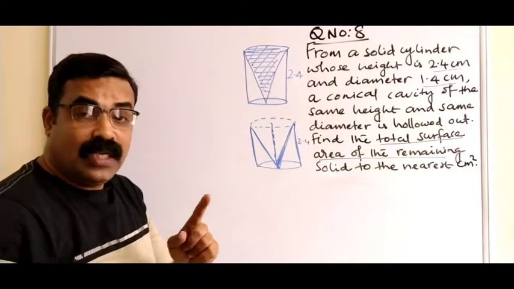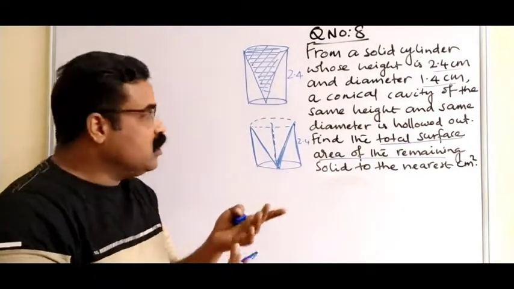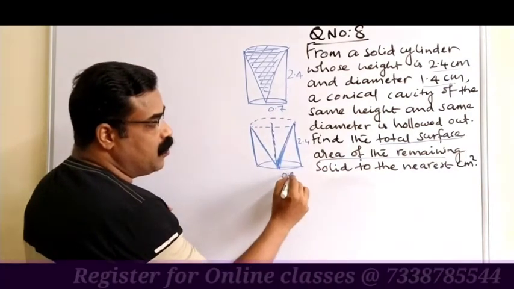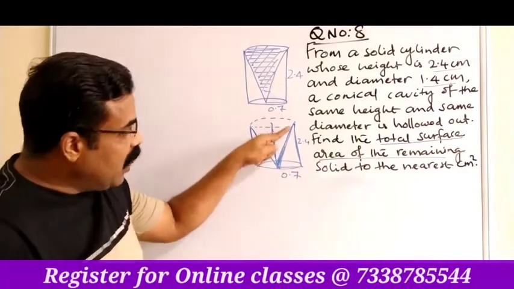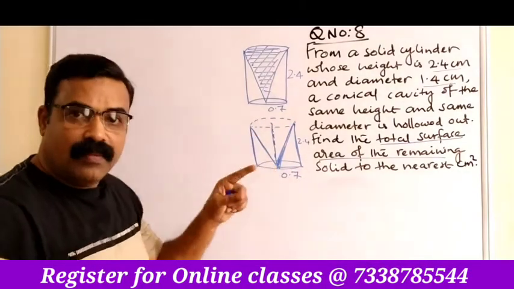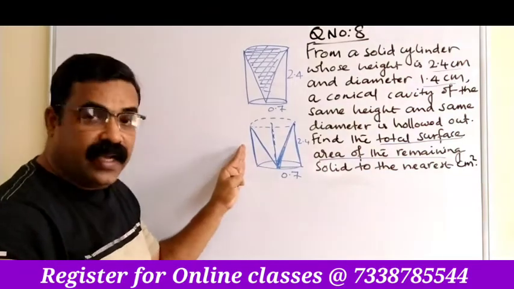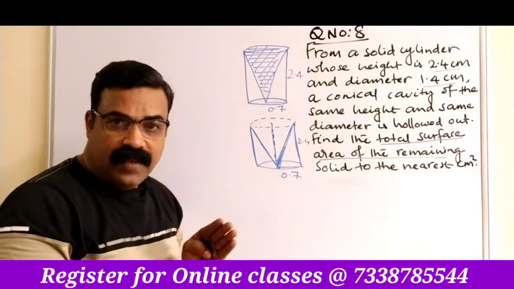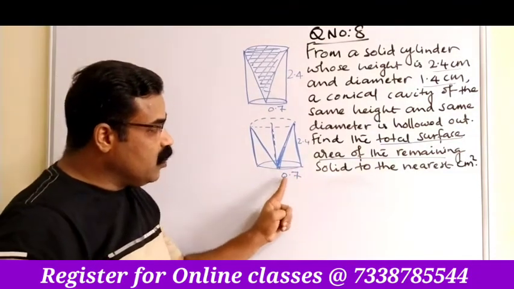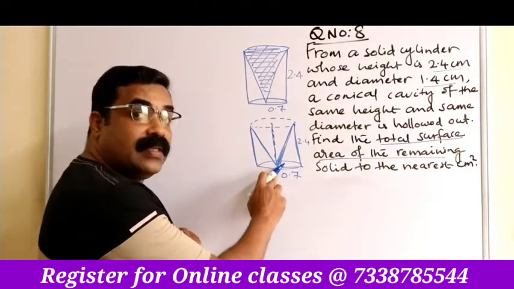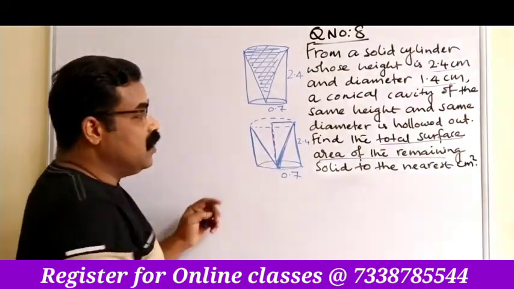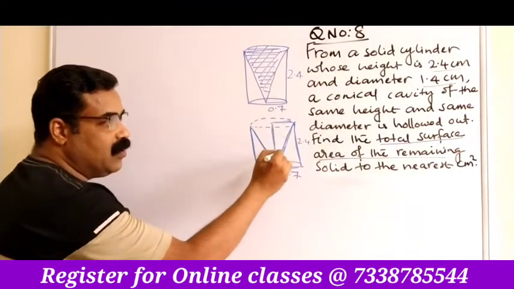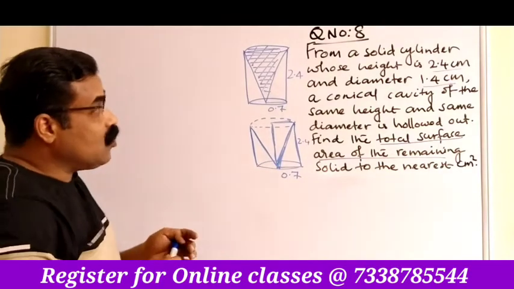Diameter is 1.4. So what will be the radius? Half of diameter. So I can write this is equal to 0.7. So here also it is 0.7. So we got the height of the cylinder and the height of the cone. Both are the same. And we have radius equal to 0.7 for the cylinder as well as for the cone. So we got h, we got r, and you can find l also. Now let us solve this question.